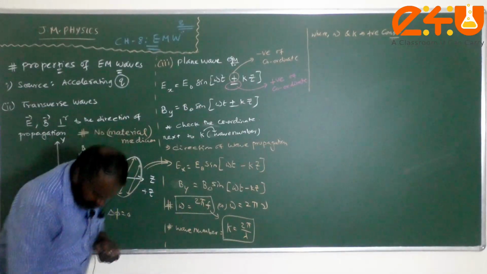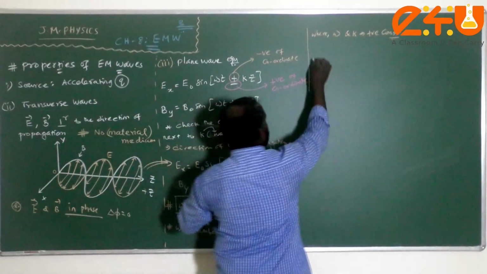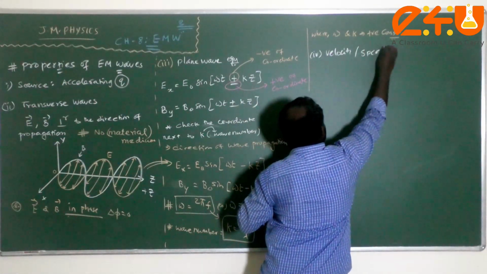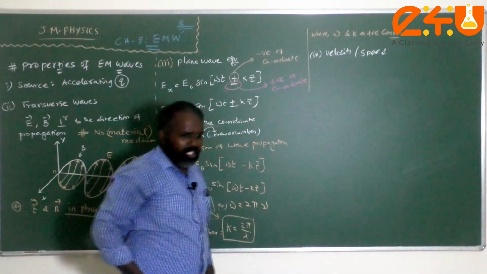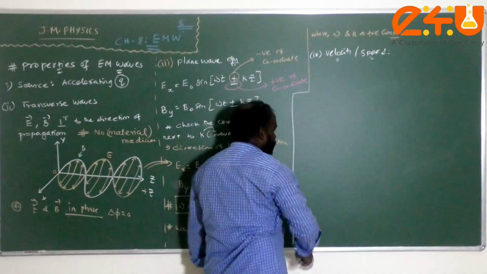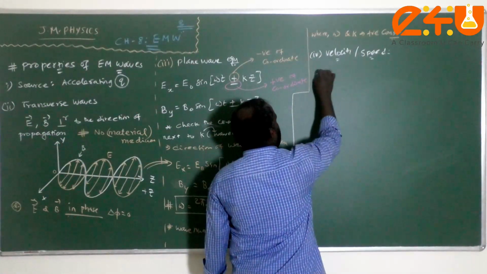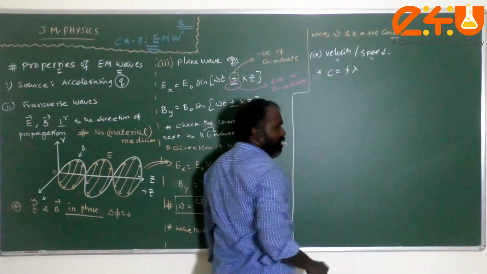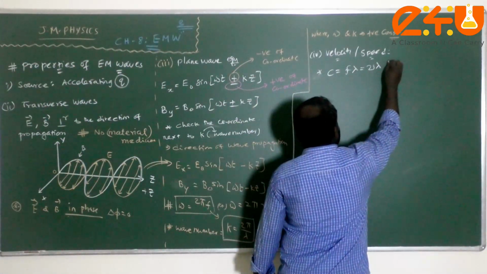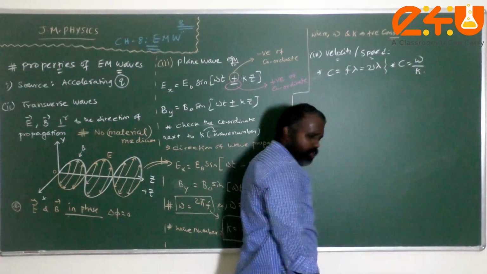And another one, the fourth property we are going to discuss is velocity or speed. Velocity or speed of the electromagnetic wave. Now please see that velocity can be written as frequency into wavelength. Therefore the first formula I am going to give is c is equal to f lambda, or we can write that as nu lambda. Another formula is c is equal to omega by k. C is equal to what, children?